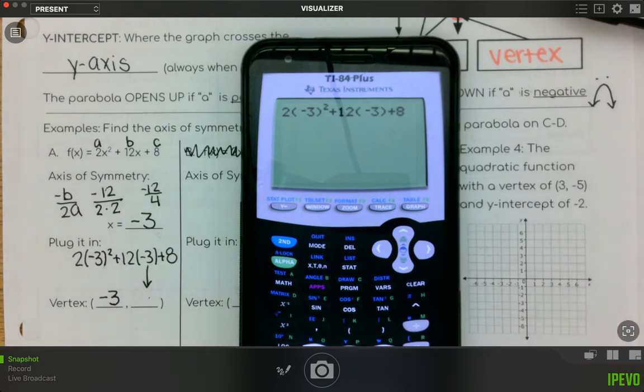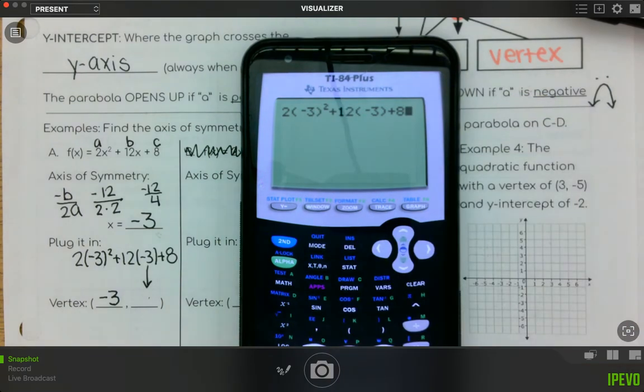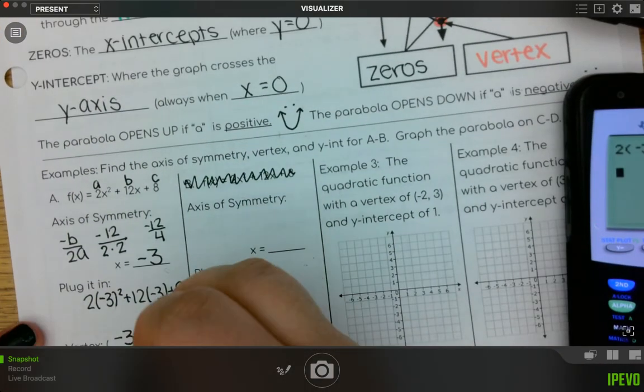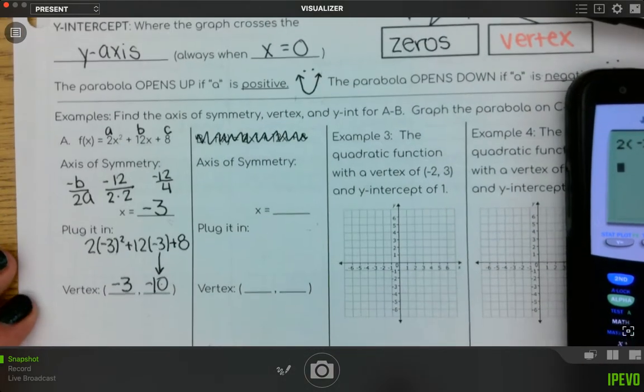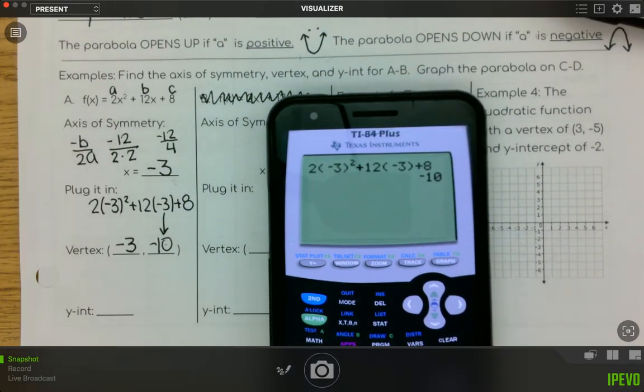Pause and notice something for me. The only thing that goes inside the parentheses is this number. The squared goes on the outside, nothing else goes on the inside. That's it. So your vertex is negative 3, negative 10. Make sure you pause the video and try this in your own calculator so you know how to type it in.